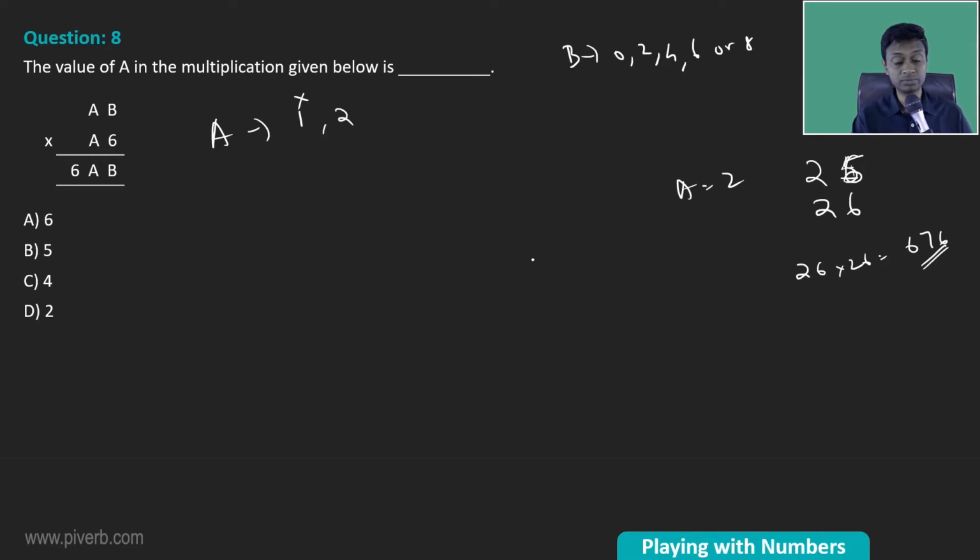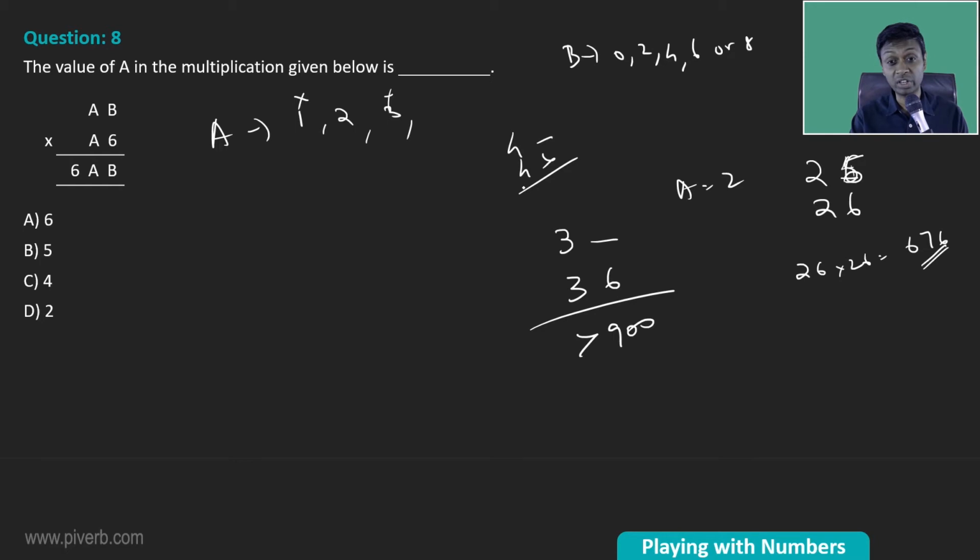That's very much possible. A is 3. 3 something into 36. 30 into 30 is 900. 3 something into 36 will be way more than 900. It will become a 4-digit number. 3 is not possible. 4 something into 46 will be more than 1600. 4 is not possible. 5, 6, 7, nothing is possible. A has to be 2.